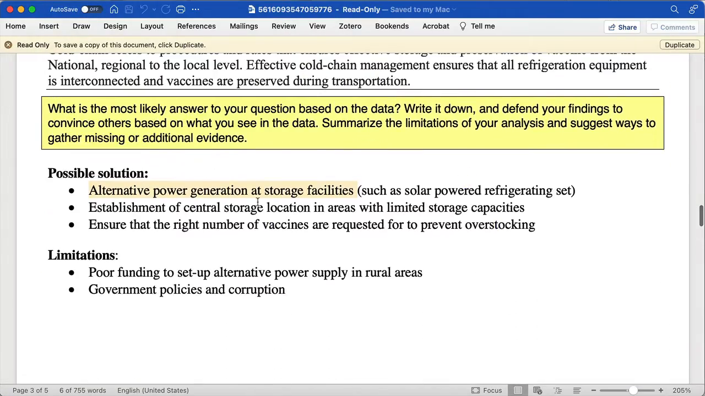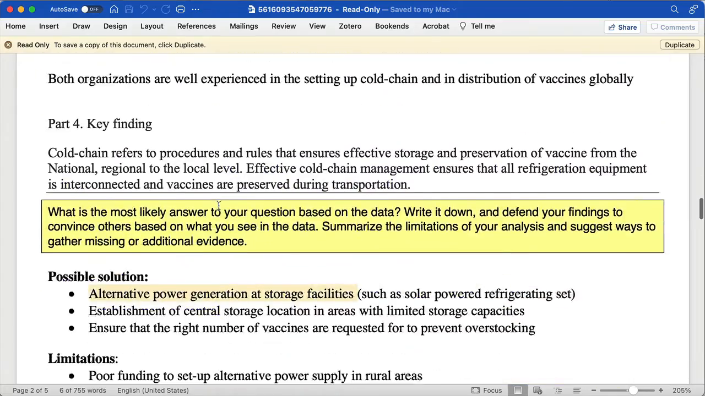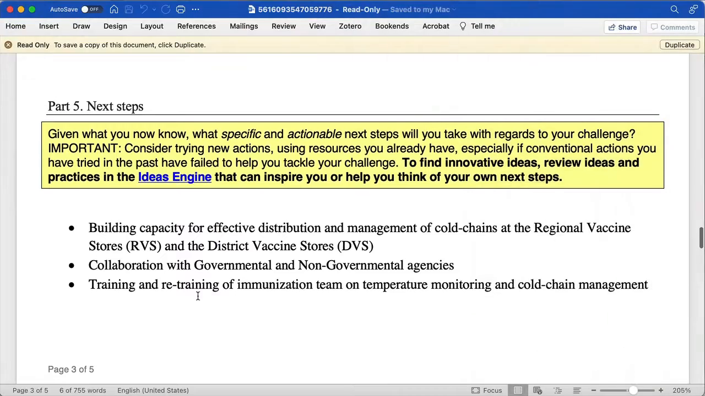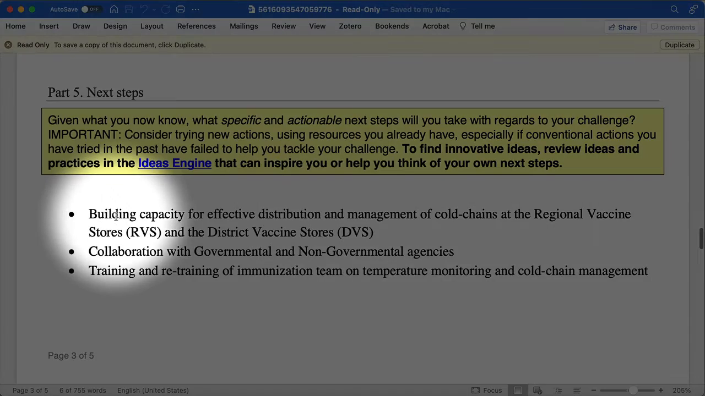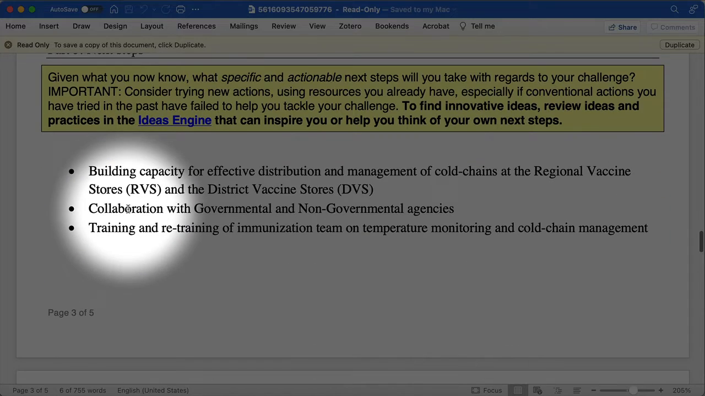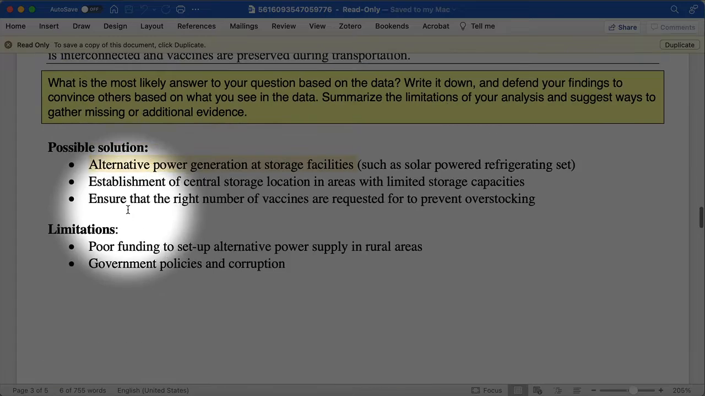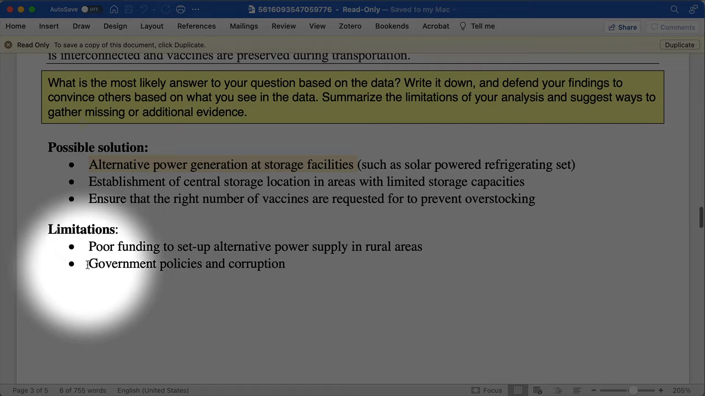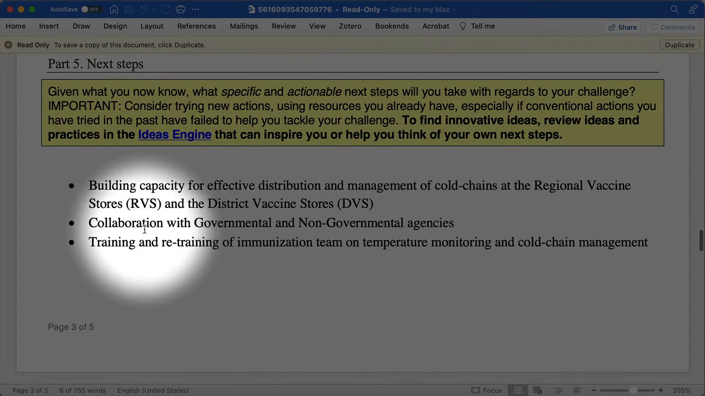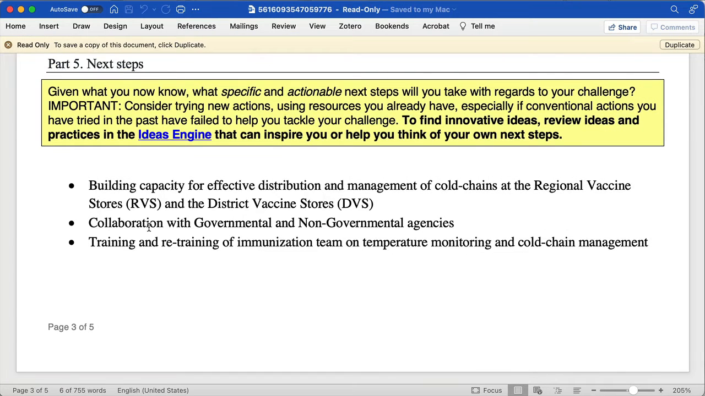If I look at the findings, well, actually, I don't know what happened. Why there is this problem, and that was the point of situation analysis. So building capacity, where is it that there's a capacity problem? Collaboration with government and non-governmental agencies. Okay, so that could be about government policies and corruption, but what kind of collaboration? Who does it? How do you do it?